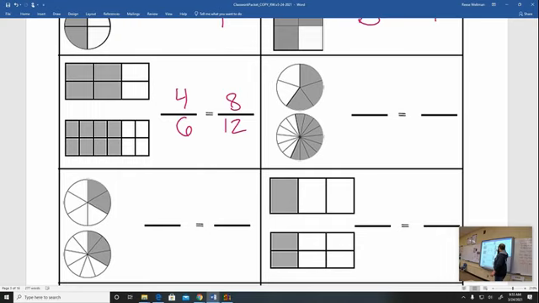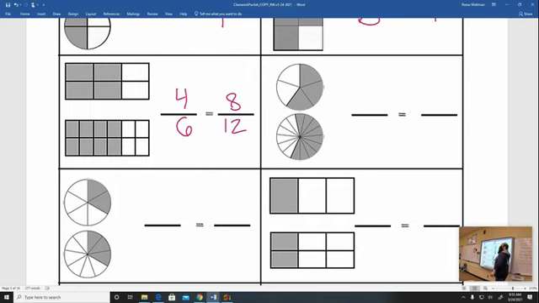Wait. We're doing these two right here. Only these two right here. Wait, please stop. Go back. What is this one? Can I just answer the whole fraction? No, you have to tell me what this fraction is right here. Just the circle. What is this fraction right here?